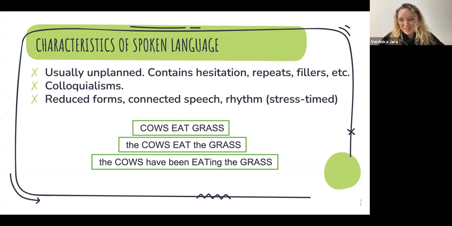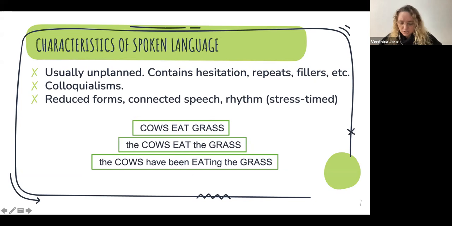No. But since English is a stress-timed language, these 3 sentences share the stressed syllables. In this case, we have cows eat grass. Here again, cows eat grass, and here we have eating, but you don't say eating, you say eating, and grass. These 3 sentences will take approximately the same time because we have unstressed words.